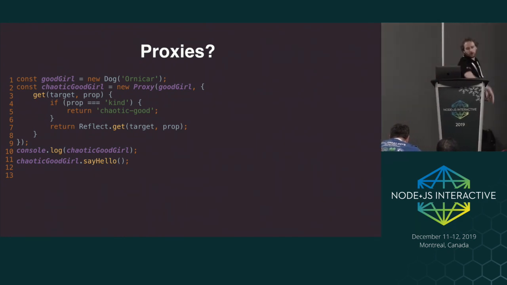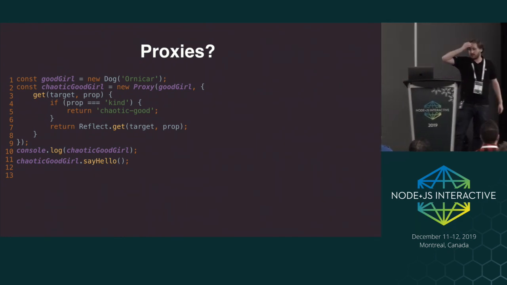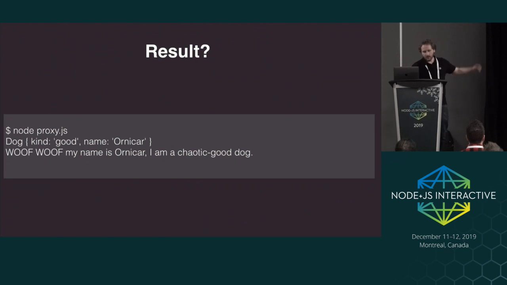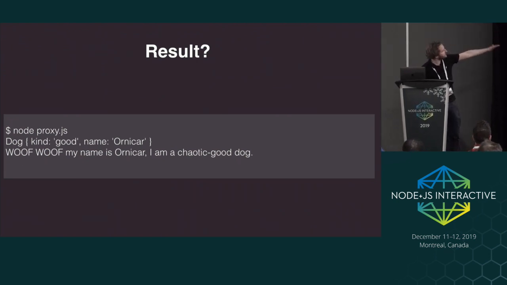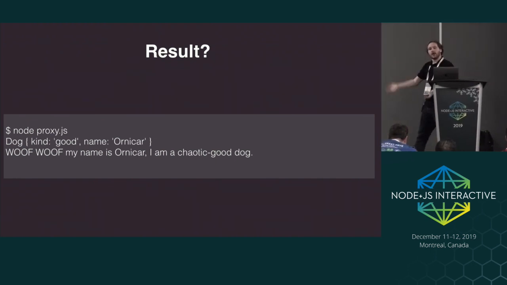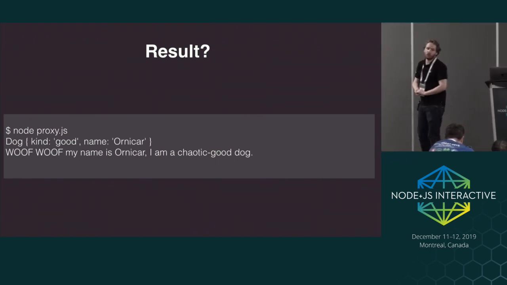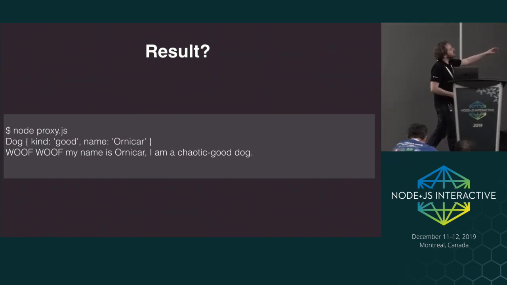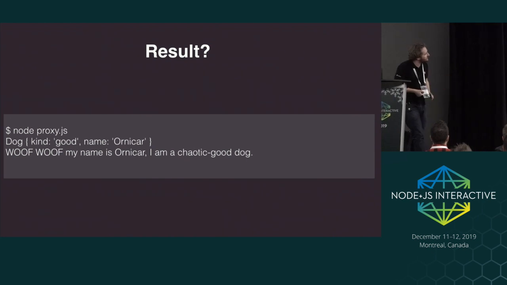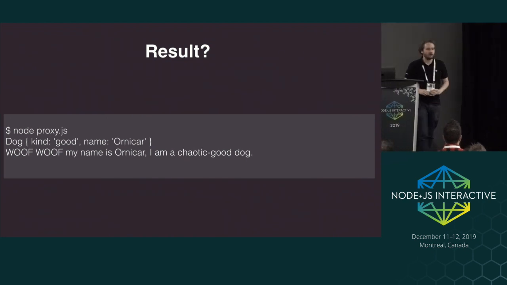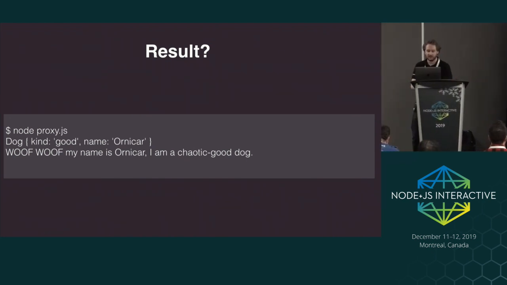Then I console.log my dog, and then I asked her to say hello. So as a result, we can see that she's still a dog, she's still good, she's still named Ornica, the base object hasn't changed. It's the way you see it, it's the way you access its properties that has changed. So instead of saying, woof woof, my name is Ornica and I'm a good dog, she would say, woof woof, my name is Ornica and I am a chaotic good dog. And that's a very educated dog if she can say that.